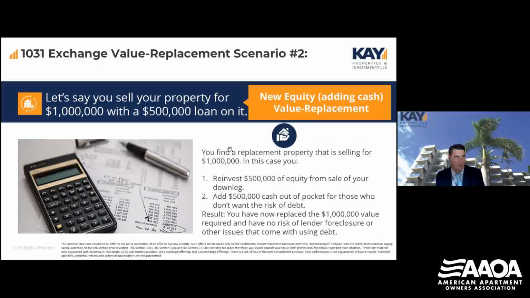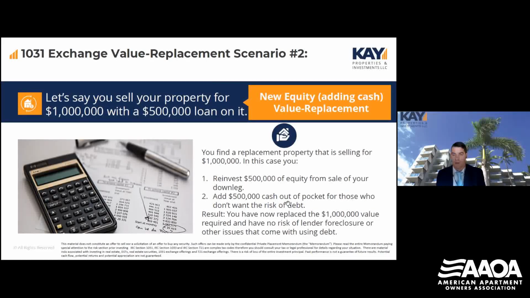So in scenario number 2, let's say you sell your property for $1 million with a $500,000 loan on it. This is a scenario where we're going to go over adding cash because, very importantly, touching on the earlier requirement, a lot of people use the term debt replacement as a rule, and it's actually not a rule, as we've covered. The rule is purchasing equal or greater value. So if you sell for $1 million, the rule is you need to buy $1 million worth of real estate.